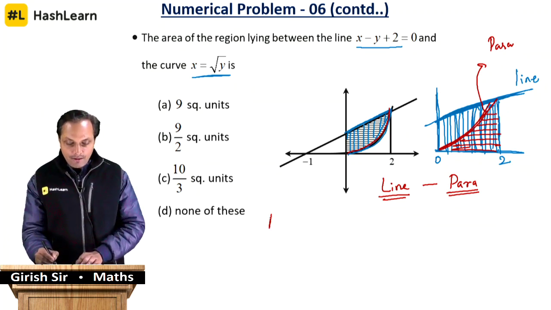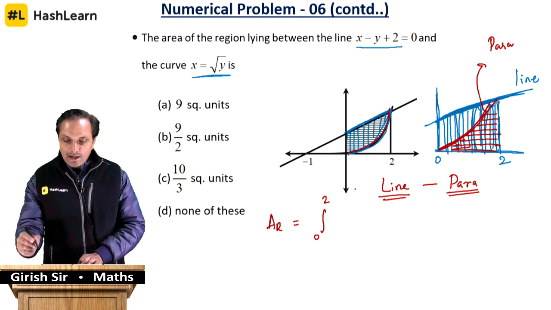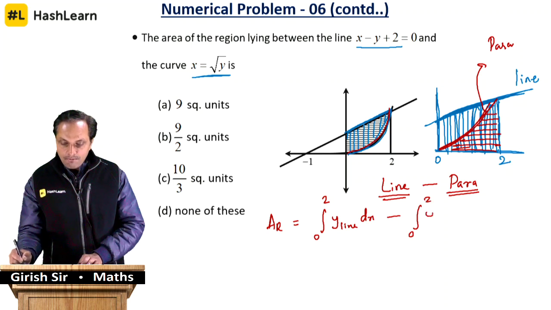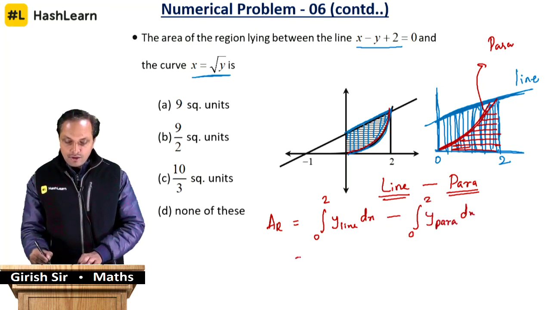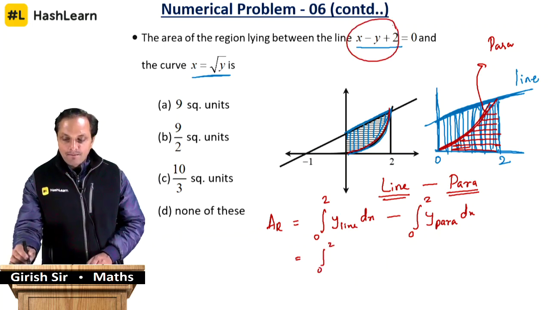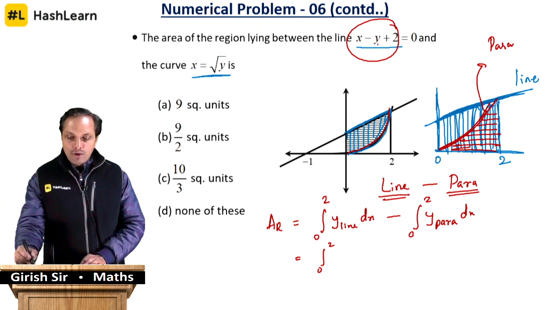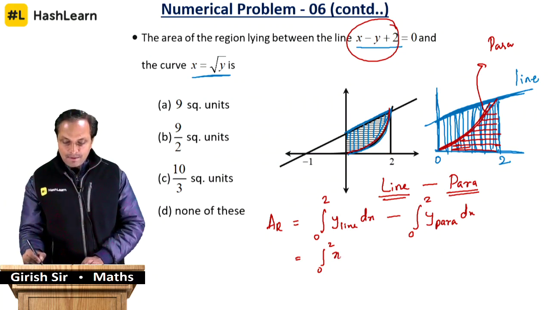तो एरिया required will be, जो पहला बड़ा वाला है 0 to 2, वो लाइन लेना है, minus 0 to 2 बाद में पैराबोला लेना है dx. सो पहले लेंगे 0 to 2. ये लाइन का y क्या है यहां पे? What is y for line? लाइन का y हो गया, इसको यहां पे शिफ्ट किए तो x plus 2.